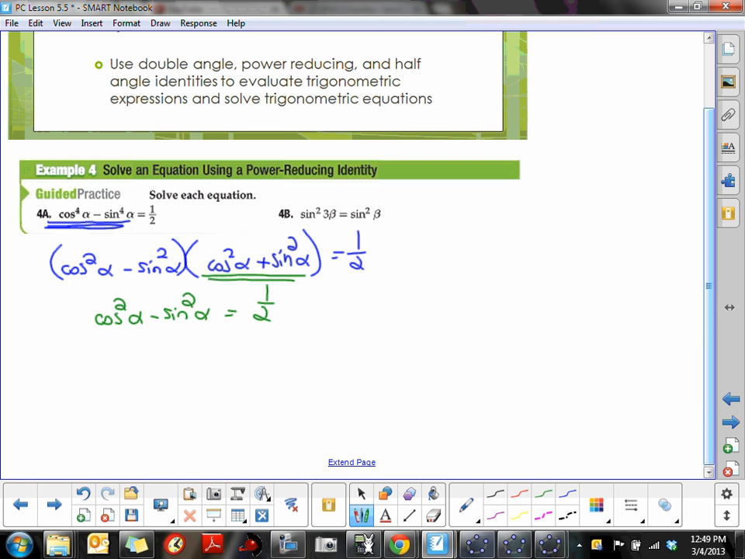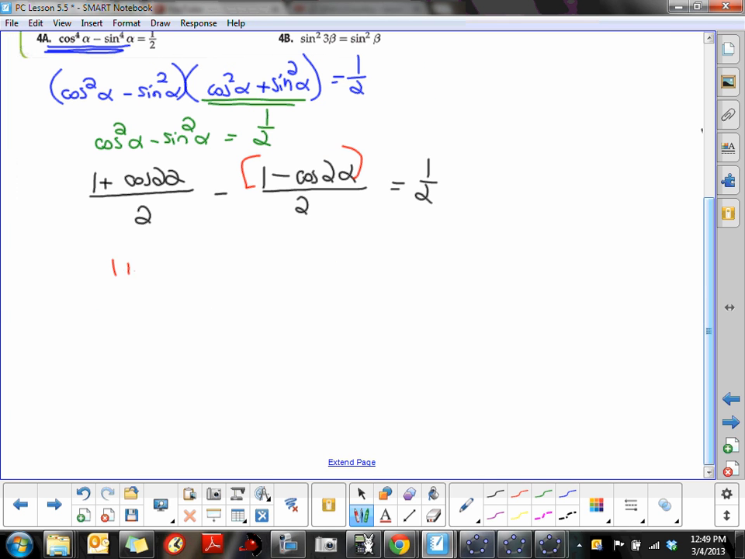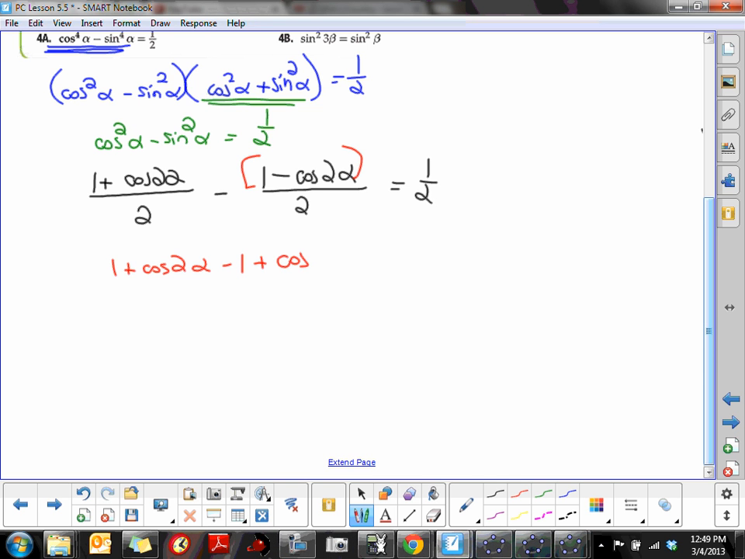So we're going to take our cosine squared of alpha and rewrite that as 1 plus cosine of 2 alpha all over 2, then minus 1 minus cosine of 2 alpha all over 2, and we're going to try to get that equal to a half to solve our equation. Well, we already have our common denominator, so really what we need to do is distribute the subtraction and then rewrite our fraction. So it's going to be 1 plus the cosine of 2 alpha minus 1 plus the cosine of 2 alpha all over 2 equals a half.